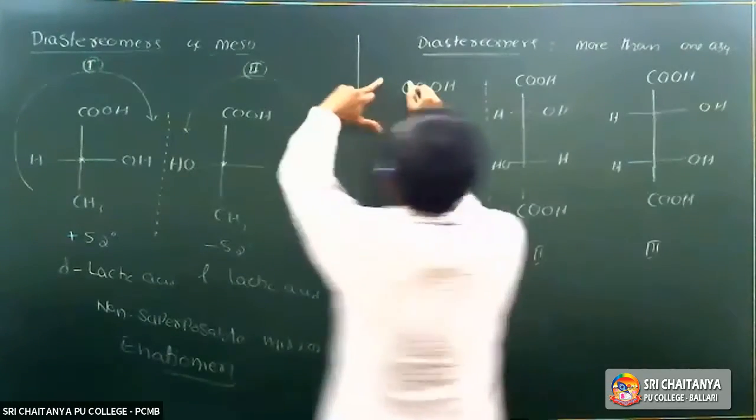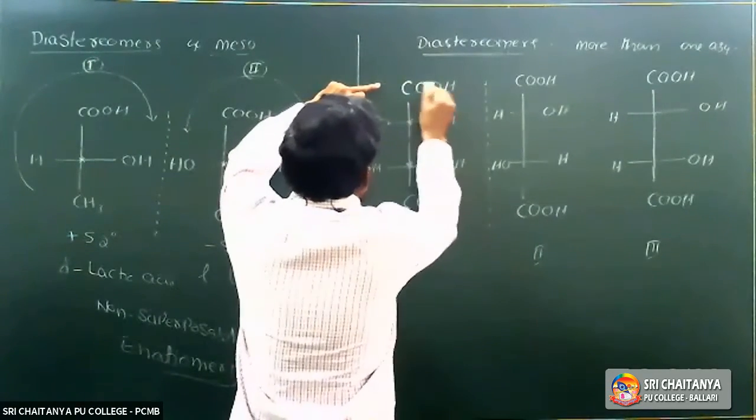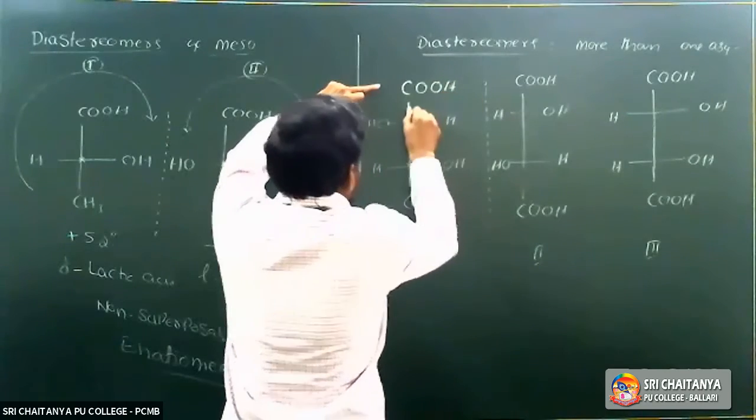Okay, now. It is a COOH group. It is the COOH group. So this is tartaric acid.